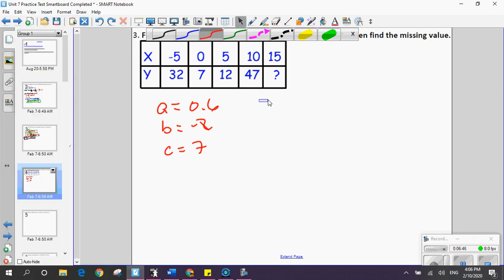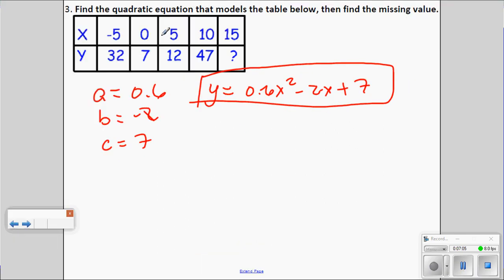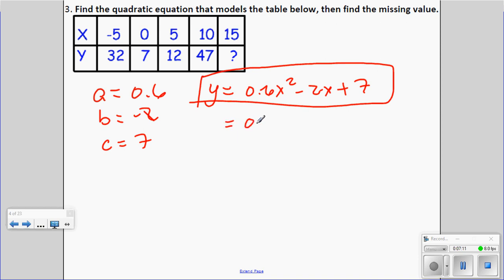So that is y is equal to 0.6x squared minus 2x plus 7. Box that. That's the equation that was asked for. You then need to find the missing value. So we're going to replace all of our x values in the equation with 15.